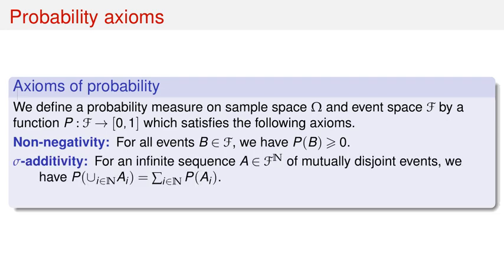Second, sigma additivity. For an infinite sequence A_n in script F of mutually disjoint events, meaning A_i intersect A_j is empty for i not equal to j, the probability of their union, P of the union over i in N of A_i, is equal to the sum over i in N of P(A_i).